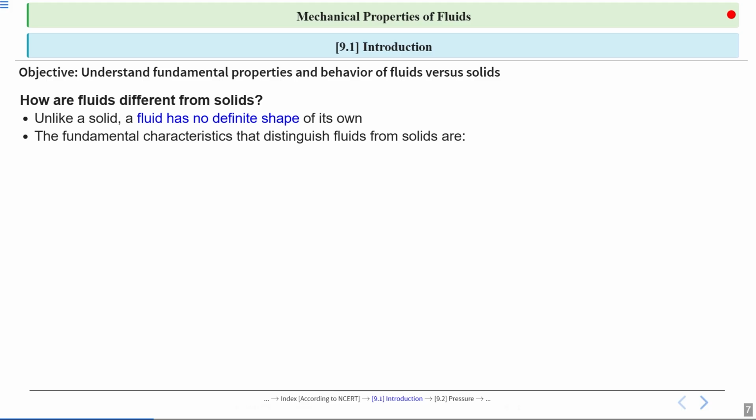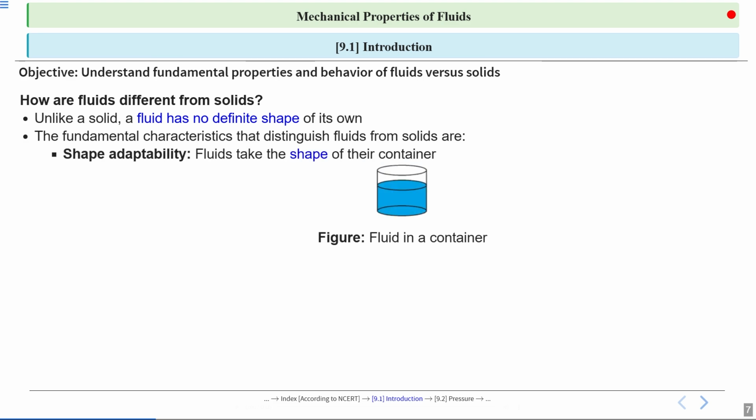The specific characteristics that distinguish fluids from solids are: first, shape adaptability. Fluids take the shape of their container as shown in the figure. Here, fluid in a container. Notice how the fluid conforms to the container's shape, illustrating adaptability.